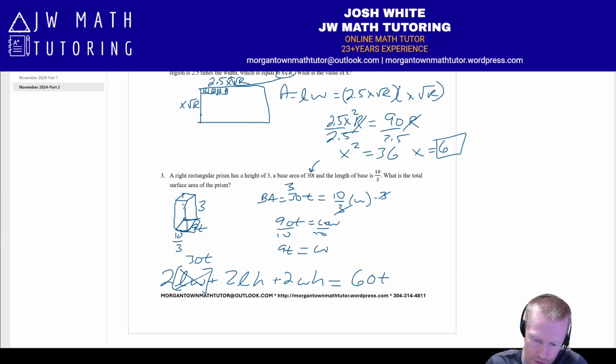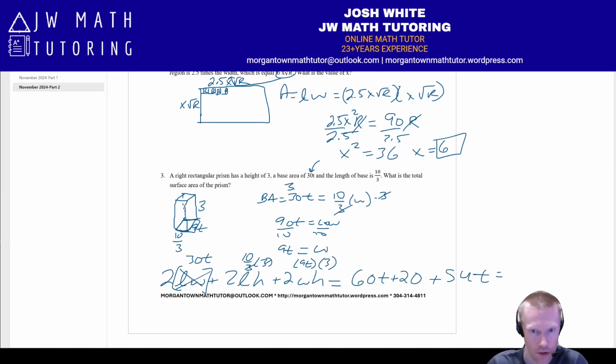And then after that, we have the length, which is 10 thirds, times the height, which is 3. The 3's will cancel. 2 times 10 is 20. And then the width is 9t. The height is 3. So we've got 2 times 9, 18. 18 times 3, that's going to be 54t. So total overall answer should be 114t plus 20.